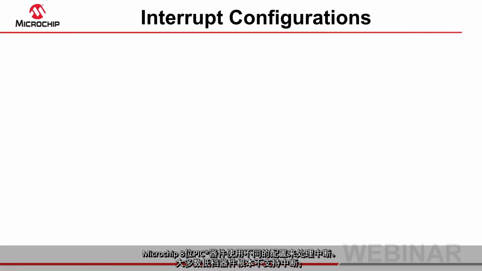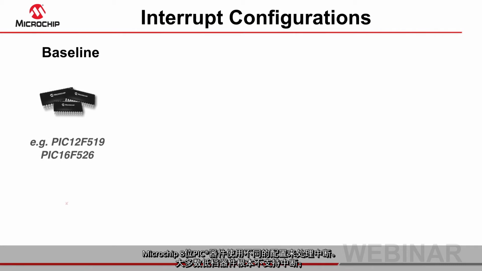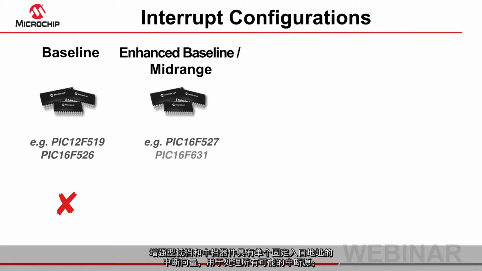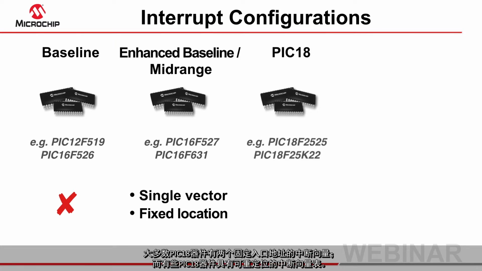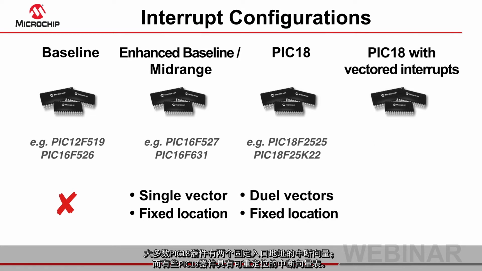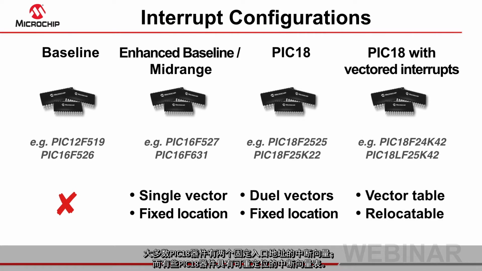The Microchip 8-bit PIC devices use different configurations to handle interrupts. Most baseline devices do not implement interrupts at all. The enhanced baseline and mid-range devices have a single fixed location interrupt vector to handle all possible interrupt sources. Most PIC18 devices have two fixed location interrupt vectors. And finally, some PIC18 devices have relocatable interrupt vector tables. Check your datasheet to find how interrupts are configured on your device.